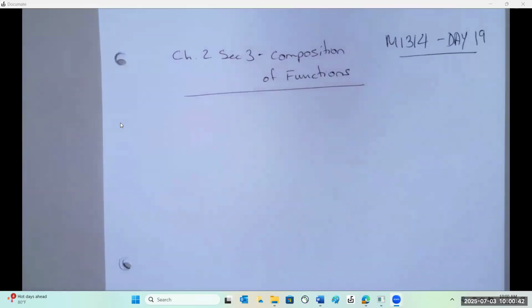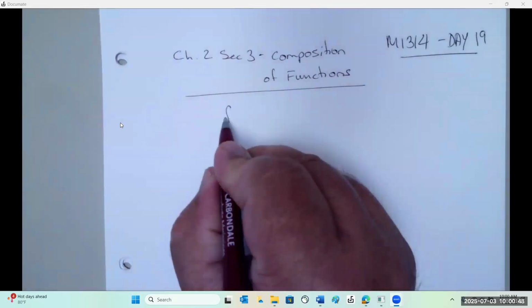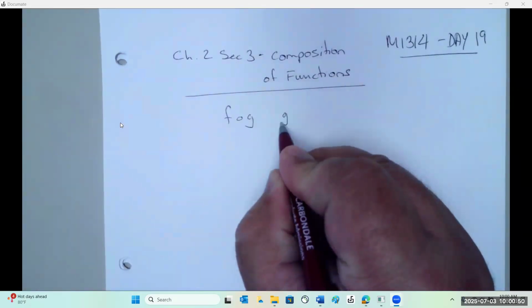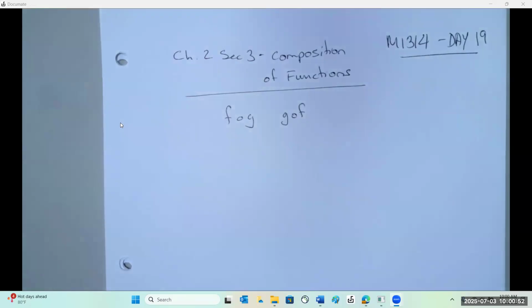Composition of functions. If you talk to other people who've taken college algebra, you'll always hear them talk about the Fog-Gof method. Those are simple descriptions of what we're doing here.